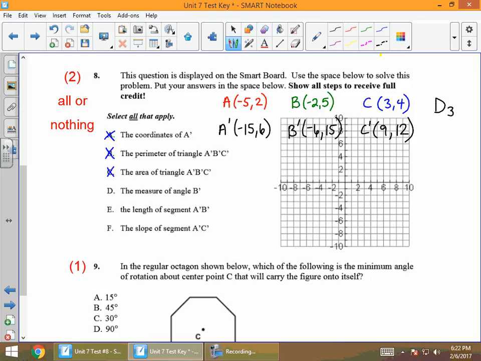The measure of angle B will stay the same because they will have the same shape, just not the same size. The length of a segment, they are the same shape, but they are different sizes. So that will not be an answer. And the slope of segment AC, it will keep the same shape. It will not be the same size, but it will be the same shape, so the slope will stay the same. So you had to have only D and F circled here. If you circled anything else, you missed credit on that one. You can only have selected D and F.